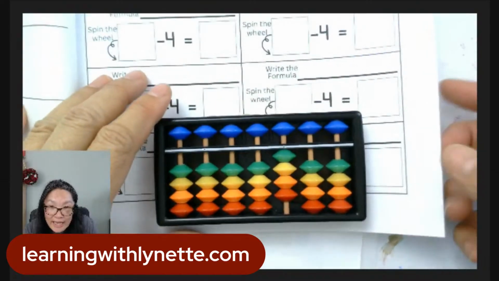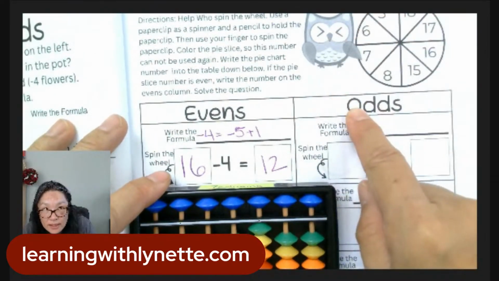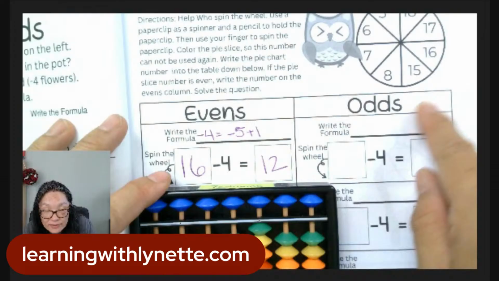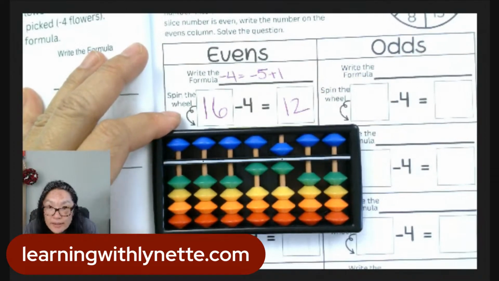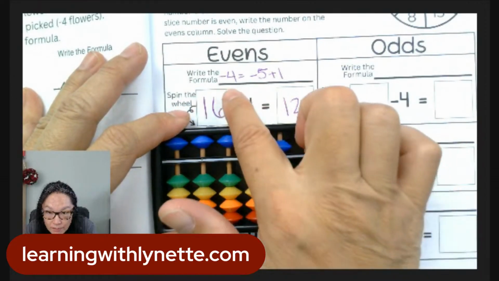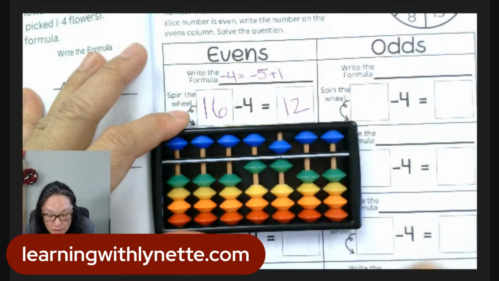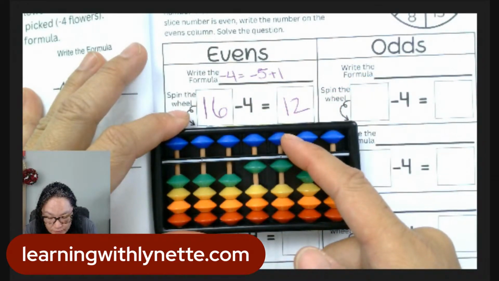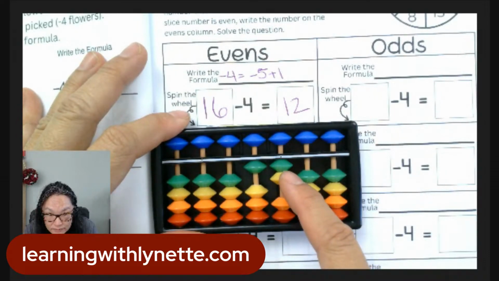We can do it again here. This is a little spinning activity where we use a paper clip and then we do 16. So we have 16 and then minus 4. When we minus the 4, what are we going to do? Minus the 4 equals minus the 5 plus the 1. So we're going to take away the 5 and we're going to add the 1.